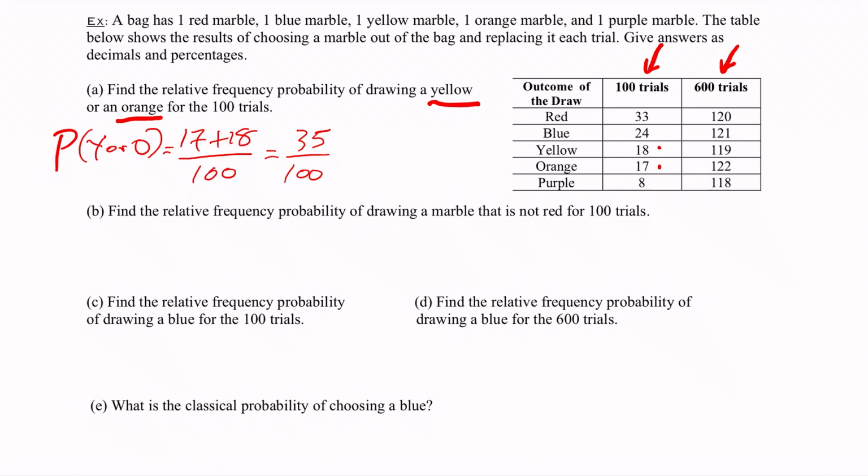Now we also want to answer as a decimal and a percent. So let's turn this into a decimal. It would be 0.35 as a decimal, or it could be written as 35%.